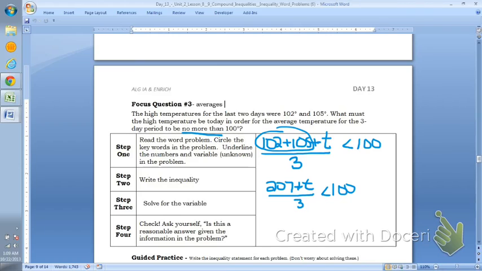What I've created now is a complex fraction. So what do we do with complex fractions? Hopefully you said you need to cross multiply. So we multiply that 3 times the 100. 207 plus T is less than 100 times 3, which is 300.